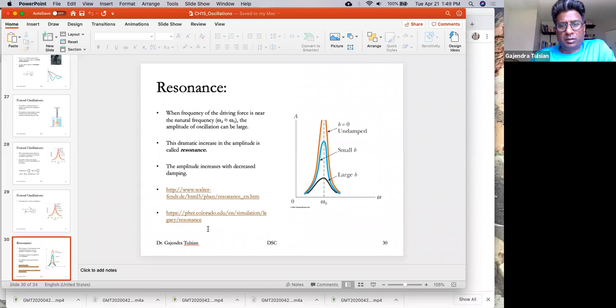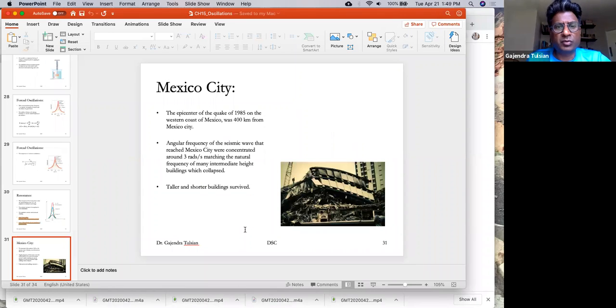So when the frequency of the driving force is near the natural frequency, the amplitude of oscillation can be large. The dramatic increase in amplitude is called resonance. And so the amplitude increases with decreased damping. So with damping small, the amplitude of oscillation will increase. I want to show you this simulation. We'll come to that in a second, but let me finish the slides first.